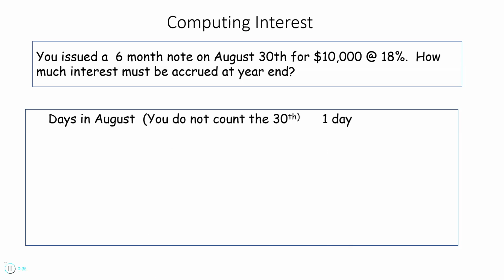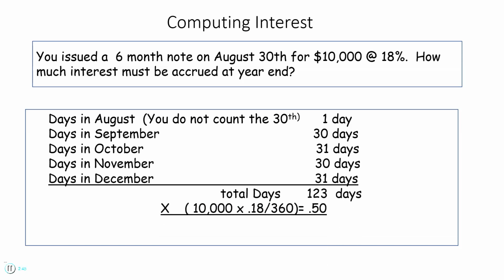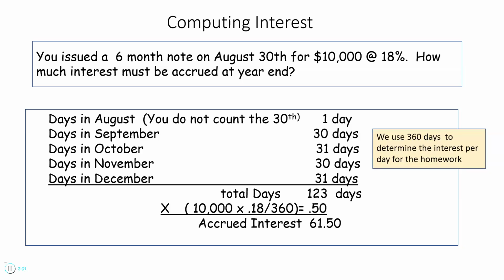First, we've got to figure out the number of days. You don't include the day the note is signed. Then you add up the months, and it tells you it's 123 days. We're going to take that times 10,000 times 18% divided by 360. That gives you $61.50. So it tells us we're going to have to accrue $61.50. Now, normally I would have said divide by 365, since that's what you're using as part of coming up with the days, but that's not how they do it in your homework.